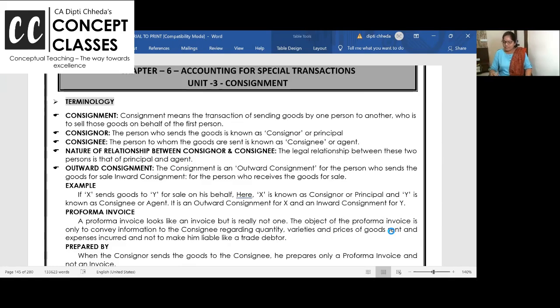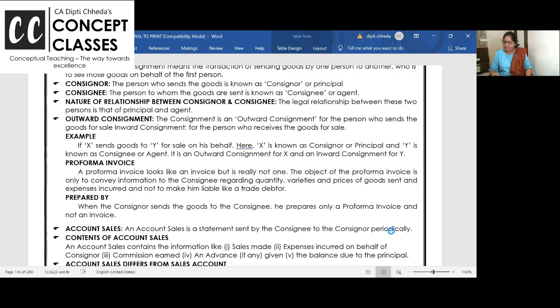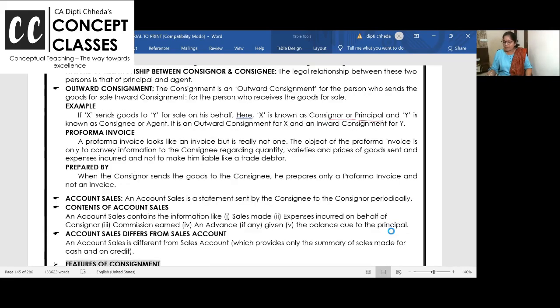Consignment means transaction of sending the goods by one person to another who is to sell these goods. Consignor means the person who sends the goods, and consignee is agent. Outward consignment is there. When X sends the goods to Y, X is known as consignor or principal. Y is known as consignee or agent.